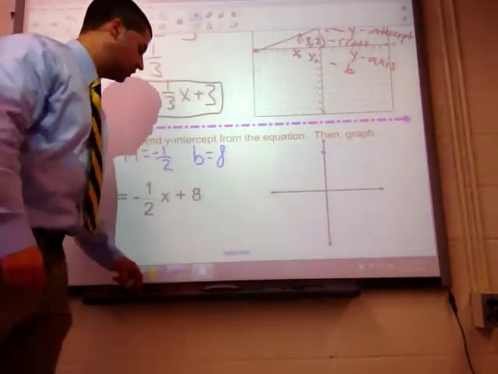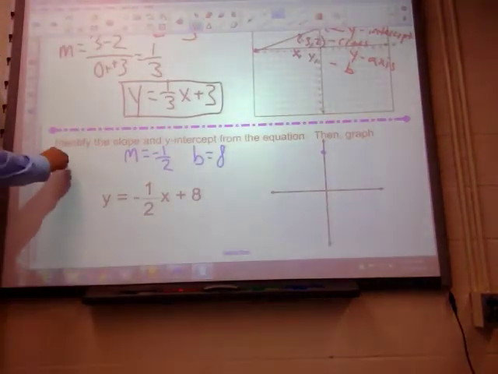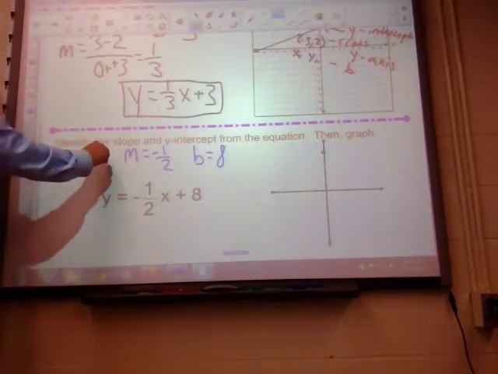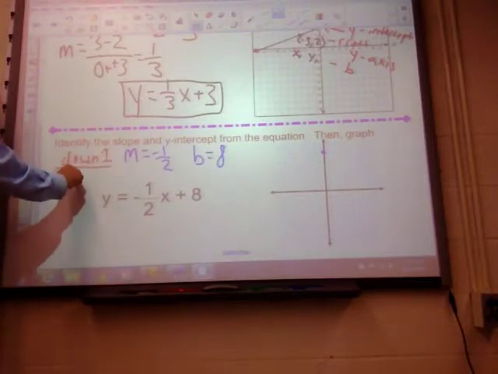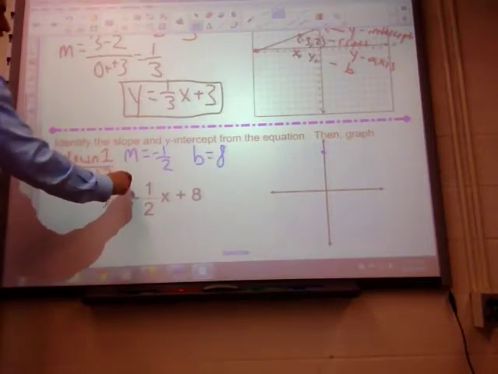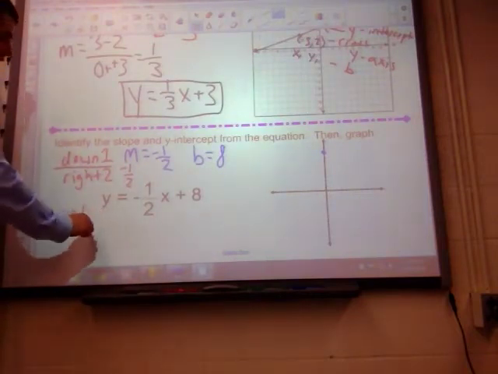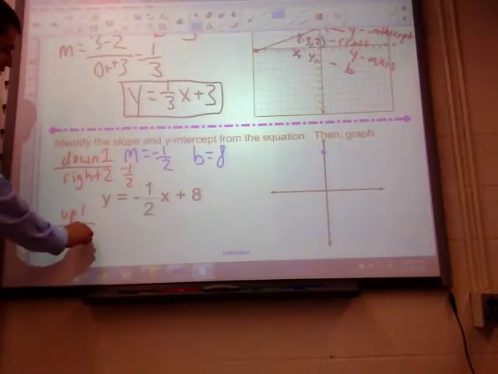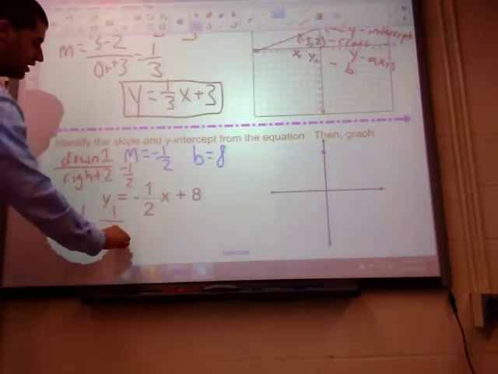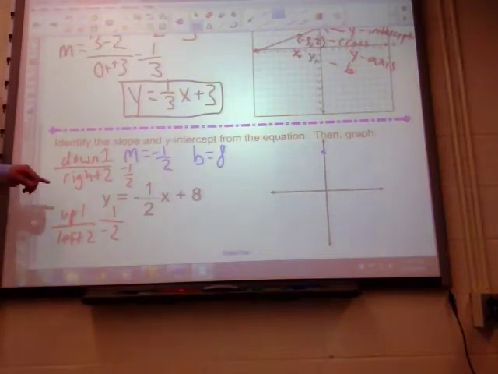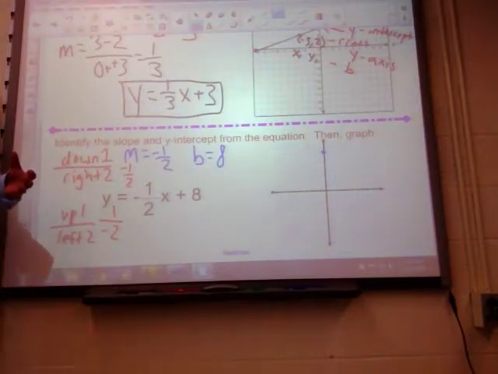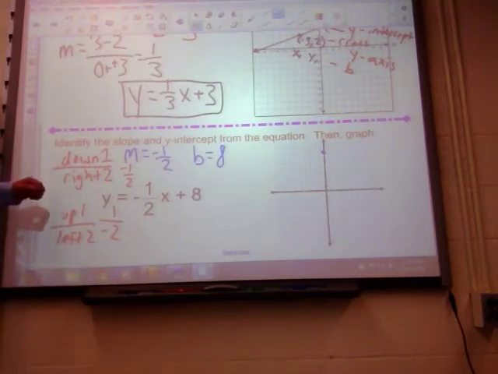Now if our slope is negative 1/2, that means we're either going down 1 and right 2, because that would be a negative 1 over 2, or we're going up 1 and left 2, which is 1 over negative 2. All that matters is that either the top or the bottom is negative. Okay? That can be a little bit confusing at times, but something that you should have seen before, so hopefully you all remember that the negative directions are down and left, positive directions are up and right.